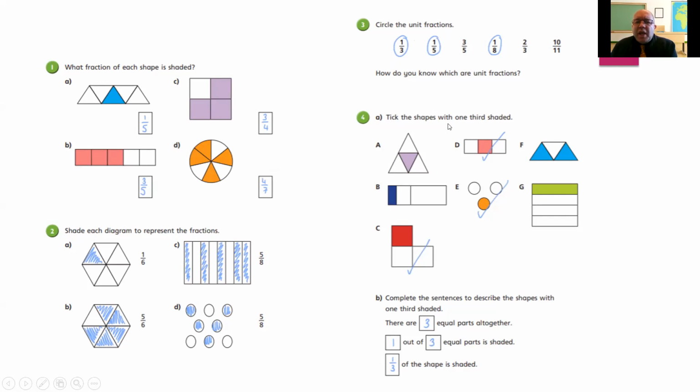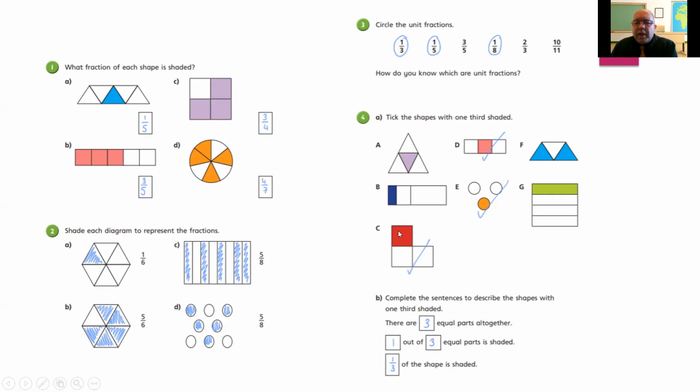Number 4 is tick the shapes with 1/3 shaded. So look through the shapes. Which ones have been split into 3 equal parts? And which ones have just 1 thing shaded? Well, if we look at A, there's 4 parts. That's no use. B, there are 3 parts, but they're not equal.